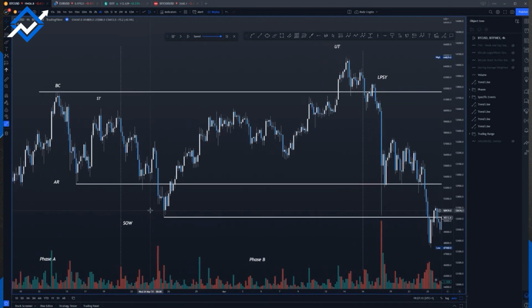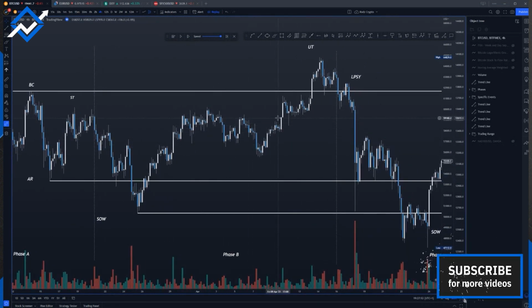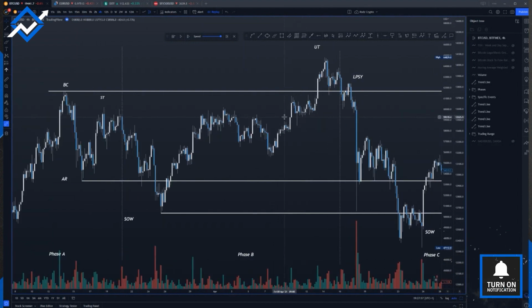So right here, when we get the sign of weakness, it's a clear shift that supply is now greater than demand. We have now shifted to where supply is in control. So even though we can see price making higher lows and higher highs, just look at the volume. The volume during phase B is weak. It's not very strong. Now this then leads us to this next climax, which we call the upthrust. Could also be known as the upthrust after distribution.